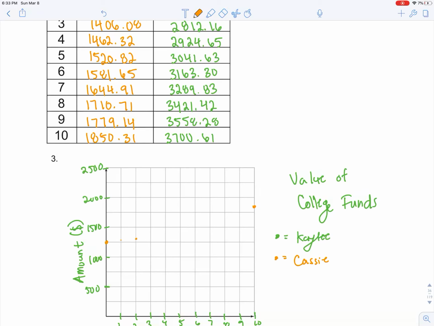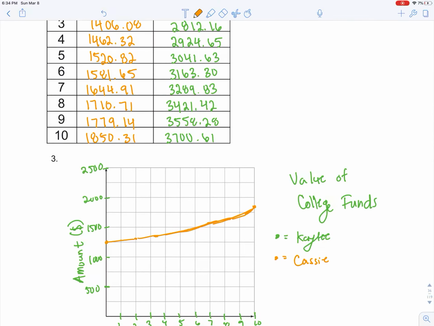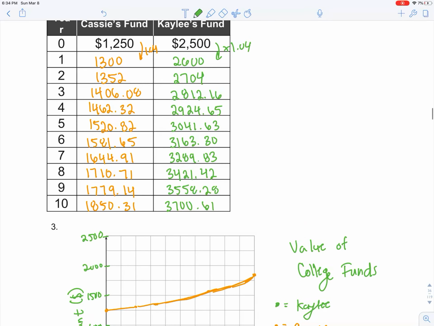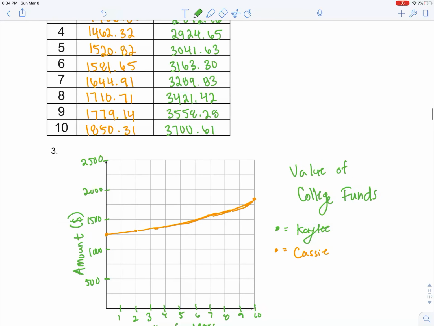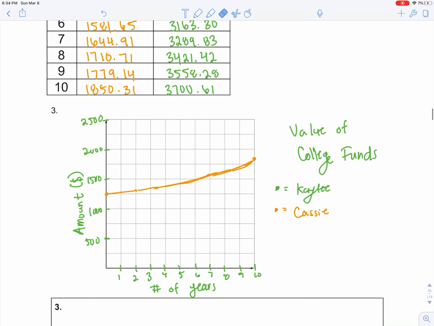Right, and then Kaylee's graph. Oh no, I'm erasing. So Kaylee's graph goes somewhat like that. There we go. So this is a very zoomed in picture of an exponential graph, right? If we were to zoom out, you guys would see the exponential curve a little better. But for right now, this is okay because we need to graph both of these on the same graph here. All right, so then Kaylee starts at, oh no, actually why didn't you stop me earlier?